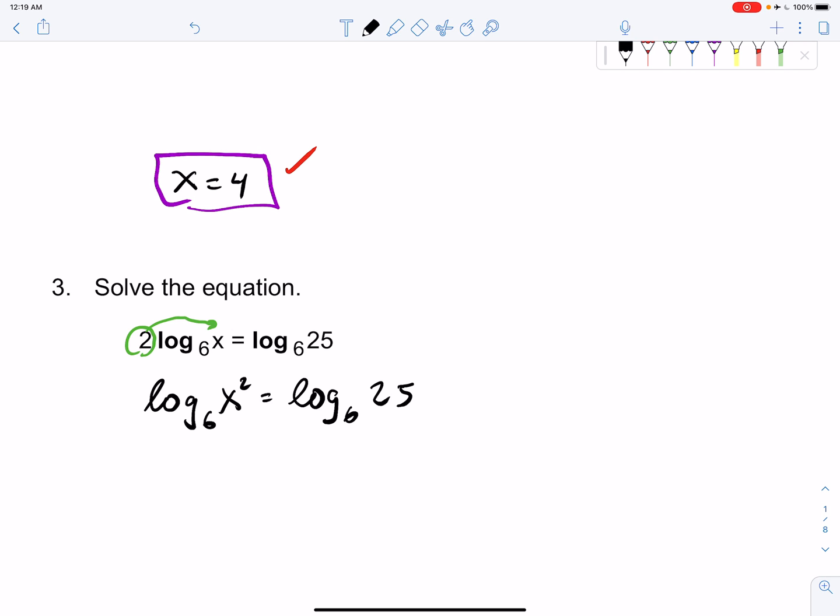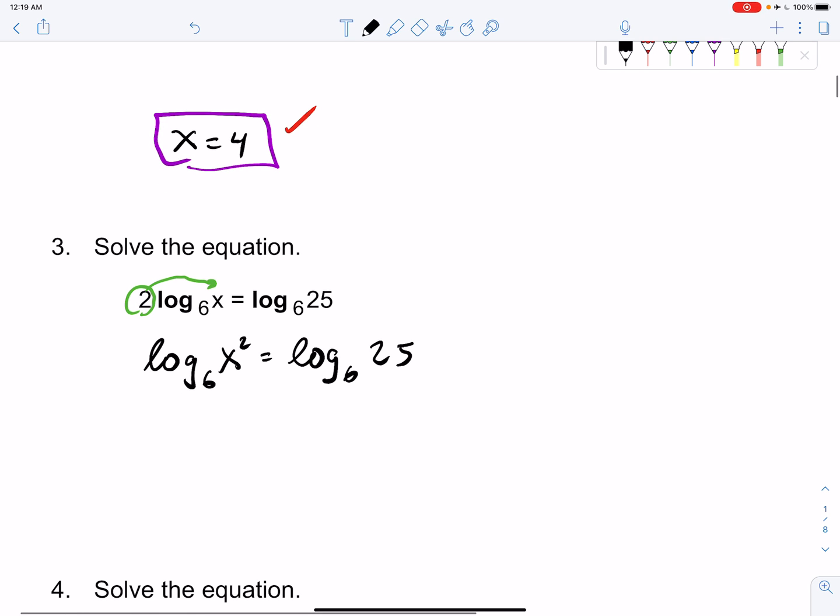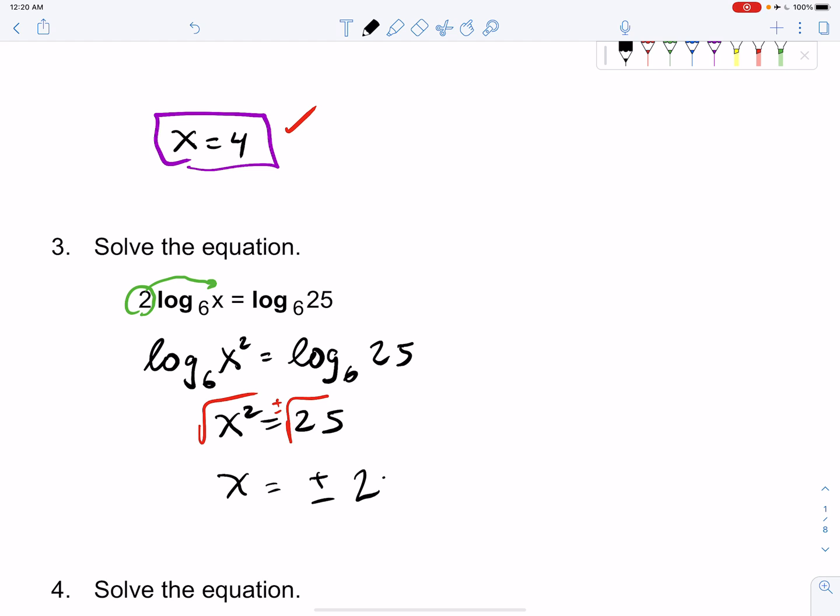All right. So now when we actually solve this problem, we've got the same thing, log base 6 on both sides. So we use our one-to-one property of logs, and we end up getting x squared equals 25. Now we go ahead and square root both sides, and of course when we do that we have to say plus or minus, and this gives us x equals plus or minus 25.